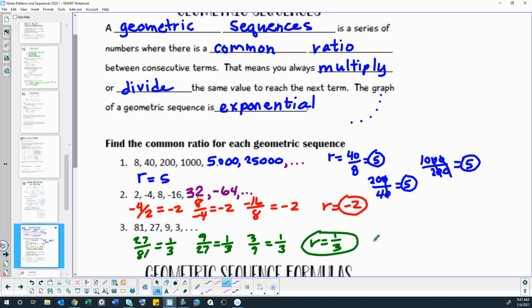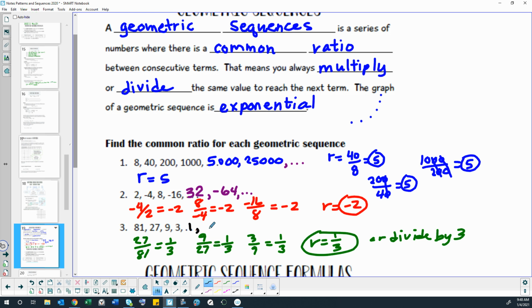And another way of saying that is we could describe it by saying we divide by 3. Multiplying by 1/3 is the same thing as dividing by 3. Does that make sense? So the ratio is the number you multiply, but dividing by 3 would accomplish the same thing. So what's the next number going to be if we divide by 3?